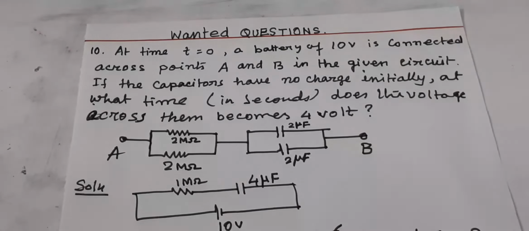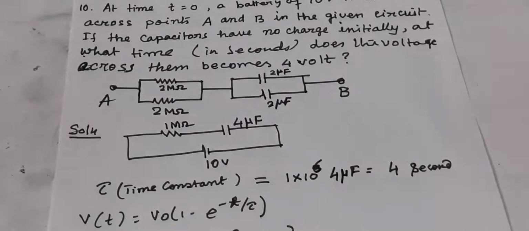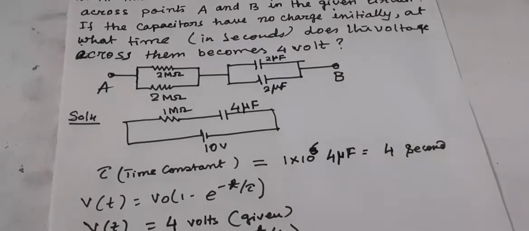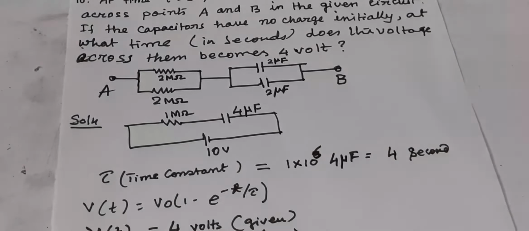That is the point. Now the simplified diagram will be like this: the parallel resistances will give us an equivalent 1 mega ohm resistance, and here the 2 and 2 parallel capacitors will be 4 microfarad. Now that circuit diagram is available. Now we know how voltage varies.